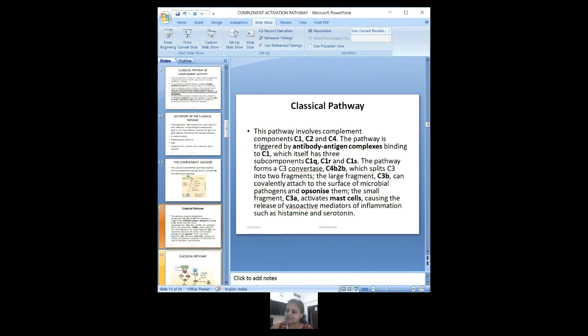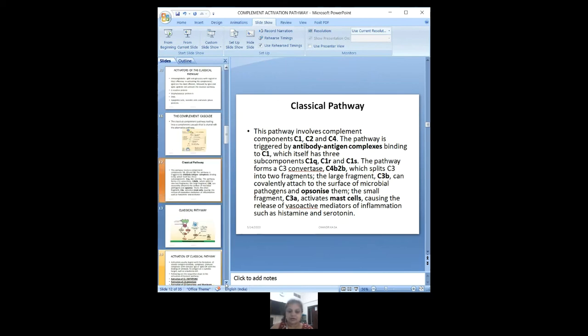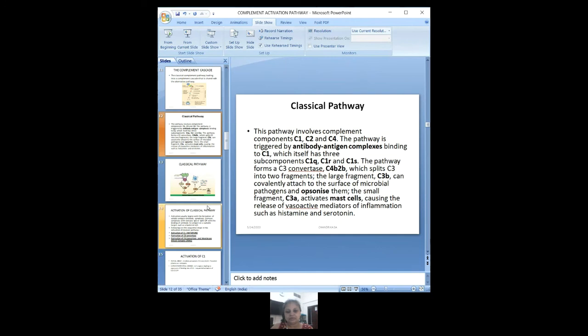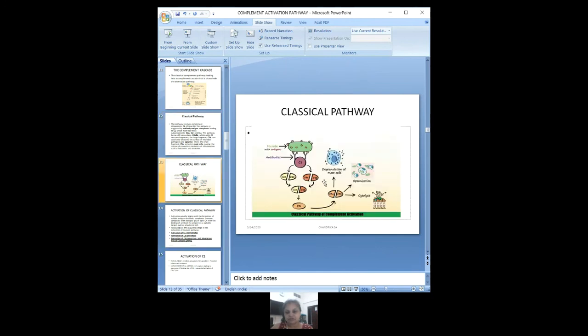The C2b and C4b components combine to form a C3 convertase, as you can see here. This C3 convertase then combines with other components such as C3b to form another complex, which is called the C5 convertase. The components of C5 convertase are C4b, C2b and C3b.